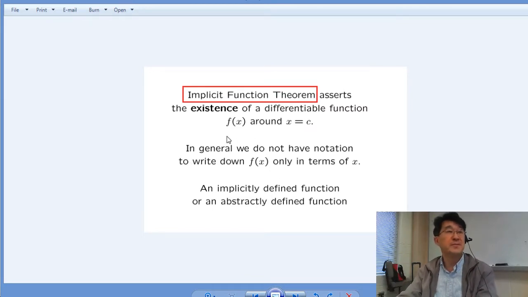That function is called f of x. We don't have a formula. We just have a name. In general, we don't have notation. It is implicitly defined. It means it's abstractly defined. We don't have a formula for that. Okay? So it seems like a terrible situation. Why on earth is there a section about this one, right? If you can't compute exactly, what do you do?